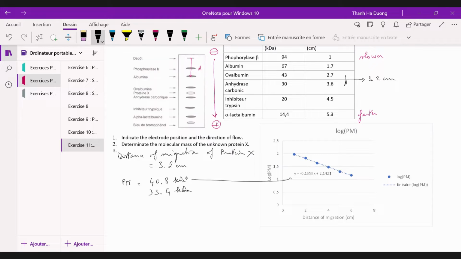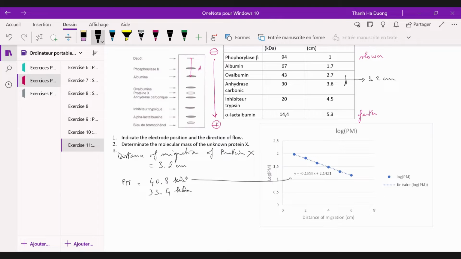Just I want to ask what is the unit of the molecular mass. Do we need to transfer it to kilodalton before we make the graph, or can we keep the original unit? You can keep it. Because in this equation, you will know that the y will be in kilodalton and the x in centimeter. Always use the same units.